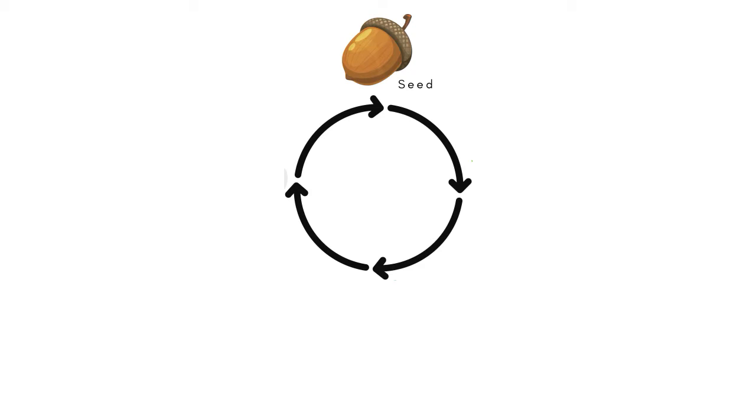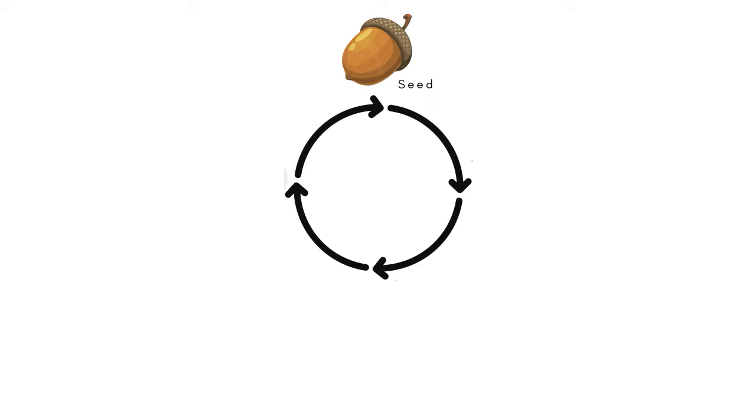You start with a seed. At the very top, this one here is an acorn. The seed contains all that is needed for a new plant to grow. It contains the genetic material from its parent plants and the nutrients it needs to start its life.